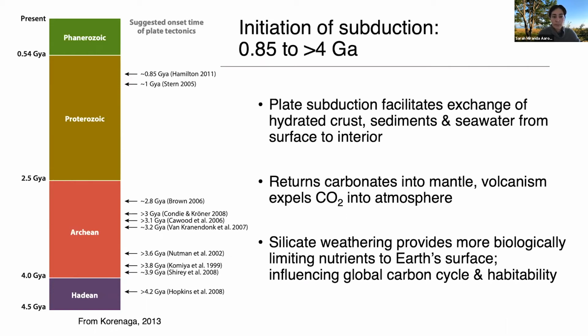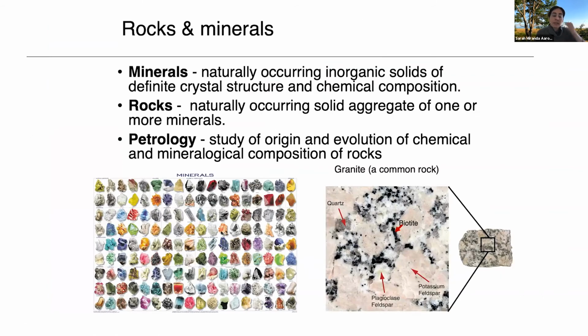And so the estimates for the onset of plate subduction really range from about 0.85 to about 4 billion years ago. And how do we know this? So we can use things in the rock and the mineral record. And so when I'm talking about minerals, I'm talking about basically these different constituents of a rock shown here. So minerals are naturally occurring inorganic solids of a defined crystal structure and chemical composition.